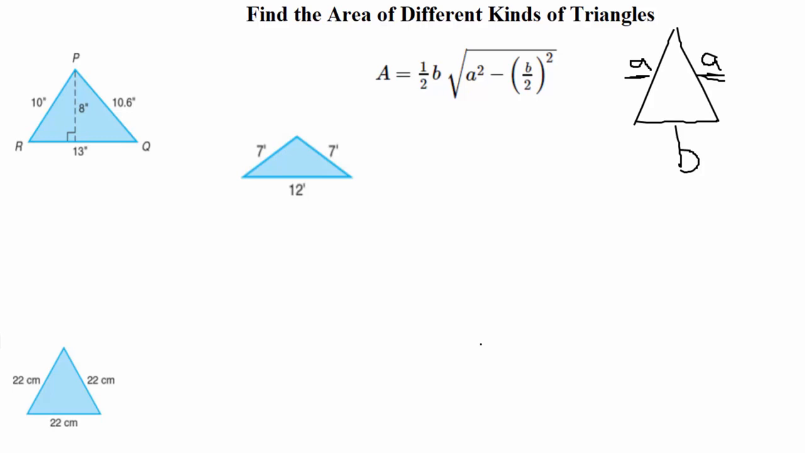B is the third side that's different, right? So for this particular example, A is going to be 7, and B is going to be 12. Okay, so now we just need to plug and chug into this formula.